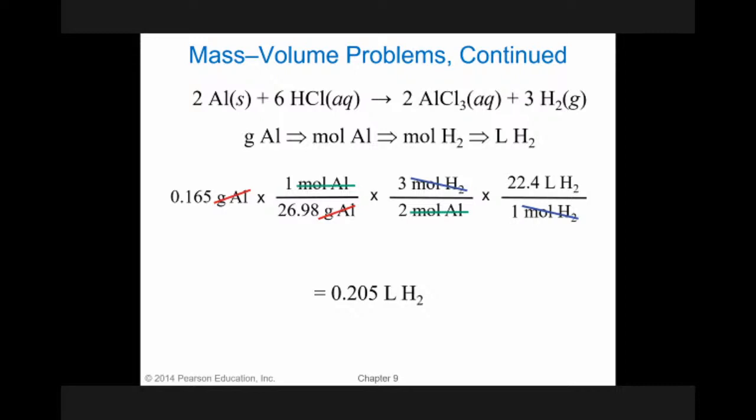The first factor that follows that is the molar mass factor. 1 mole of aluminum weighs 26.98 grams of aluminum. So gram of aluminum cancels gram of aluminum. So now we need moles of aluminum. Our destination is volume, is liter. So now we need this factor right here, the ratio. What is the ratio of aluminum to hydrogen? The thing that you're looking for should be on top in terms of the ratio.